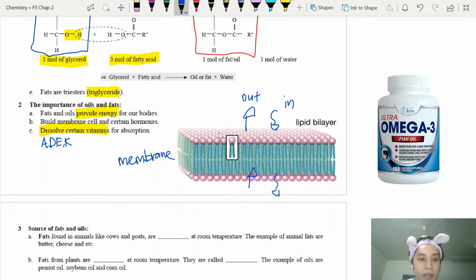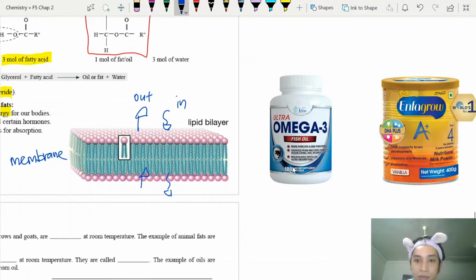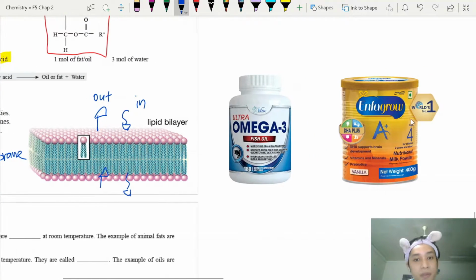And then, I'm very, very certain that you have seen this before: omega 3, and then you see the word DHA, on Enfagrow, your milk powder.